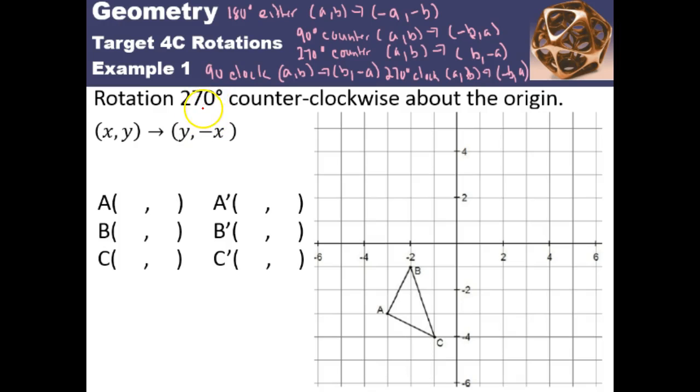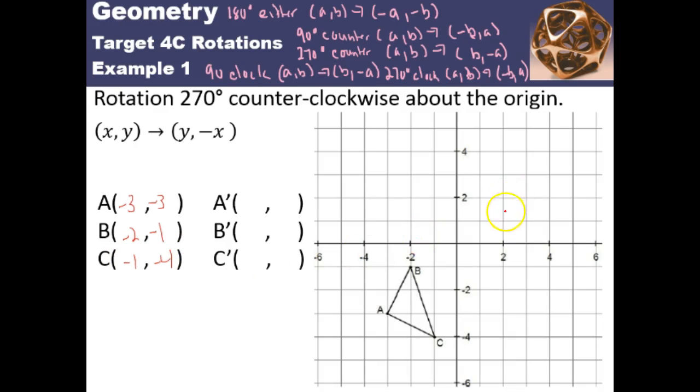Okay, so 270 counterclockwise about the origin, and I wrote all the rules up here. AB gets mapped to B negative A for 270 counterclockwise, which is the same as XY gets mapped to Y negative X. You can think about it either way. So let's first write the coordinates down. The coordinates for A are negative 3, negative 3. For B, they are negative 2, negative 1. And C is negative 1, negative 4.